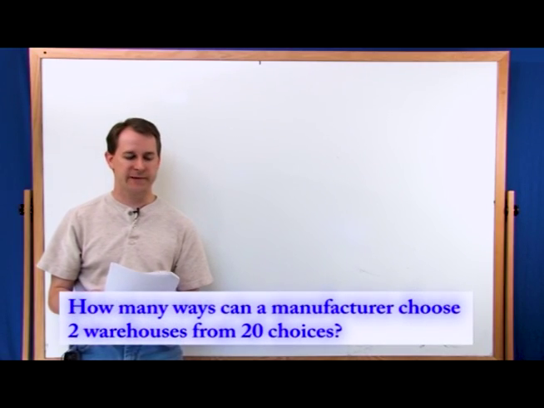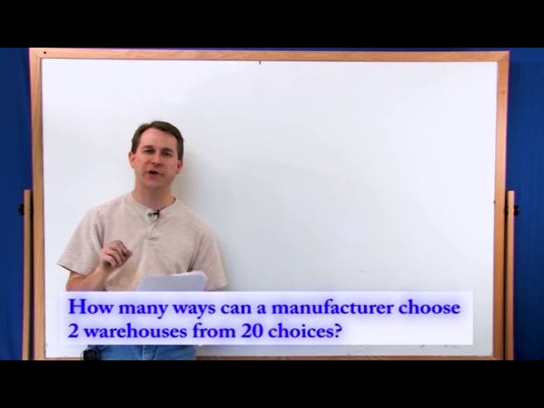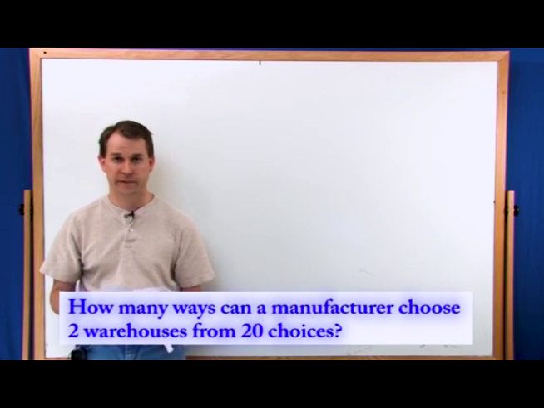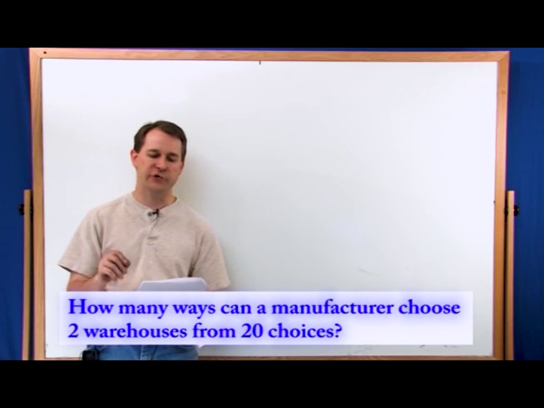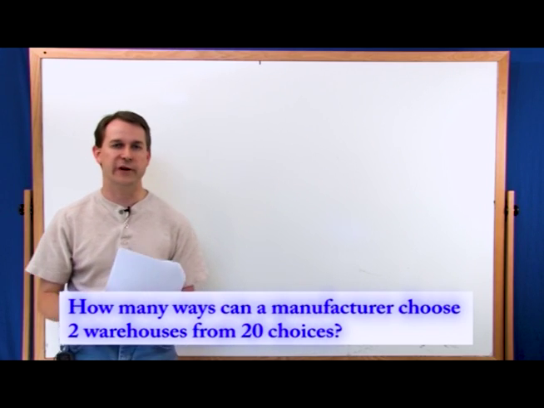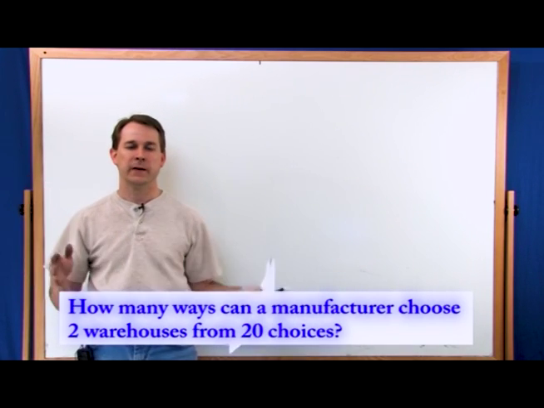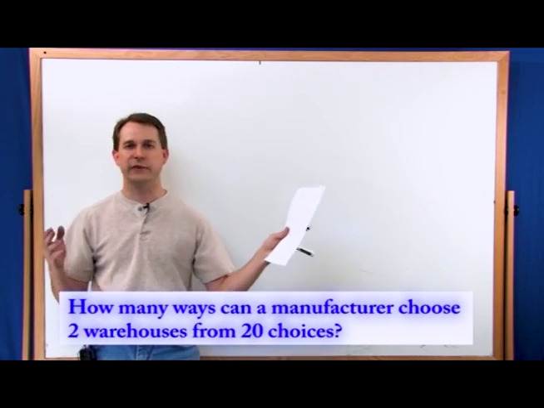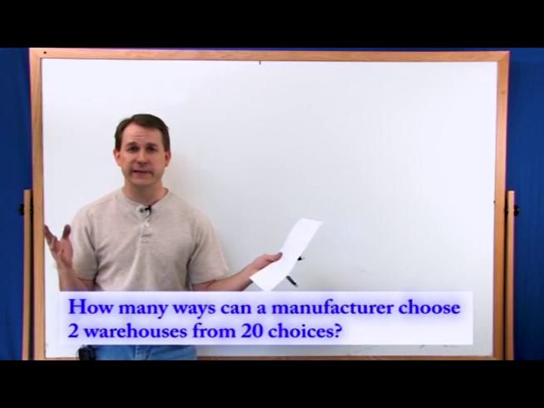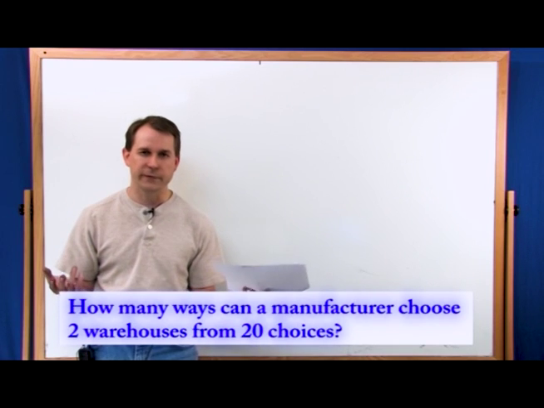Okay, the next problem says, how many ways can a manufacturer choose 2 warehouses from 20 choices? So you have 20 choices laid out in front of you. Some are on 1st Street, some are on 2nd Street, some are on Palm Avenue. They're in different places in the city, okay? And I'm going to choose 2 of them, okay?